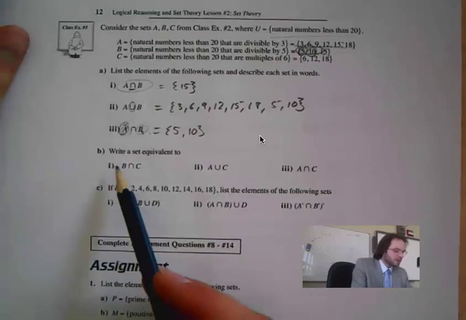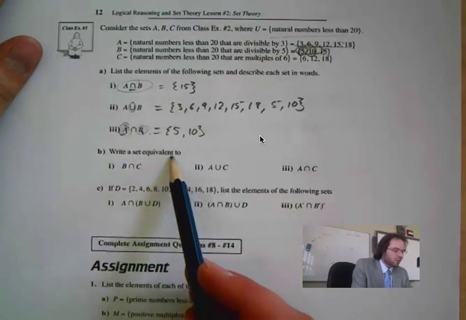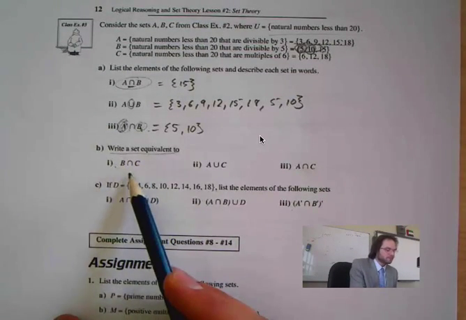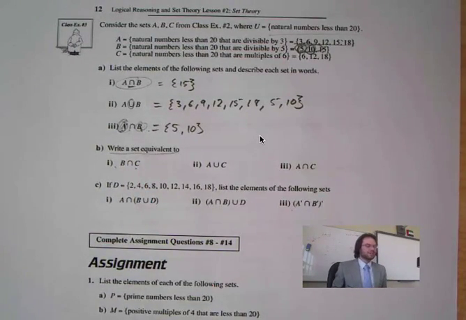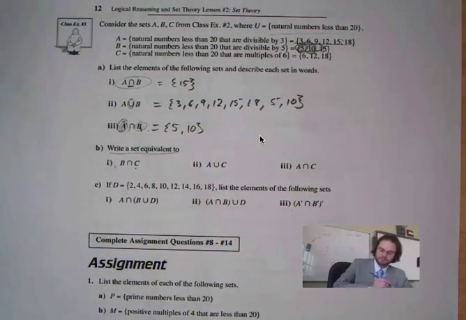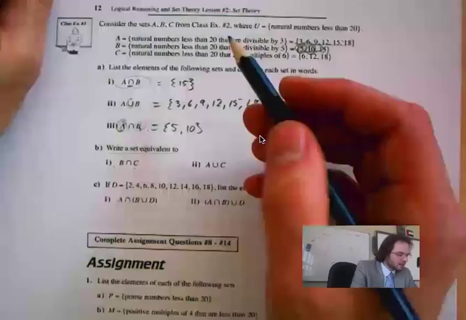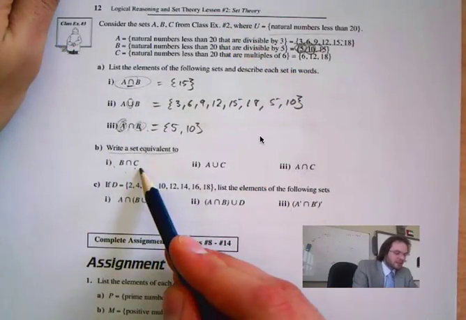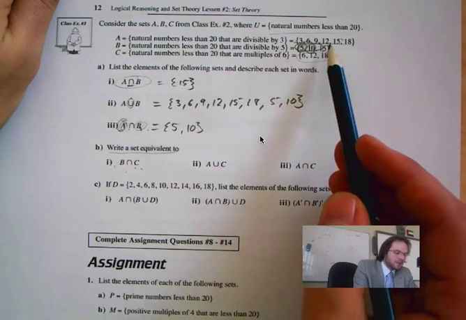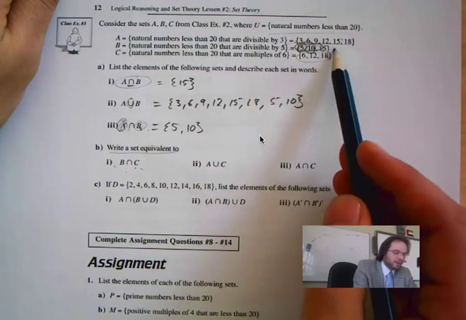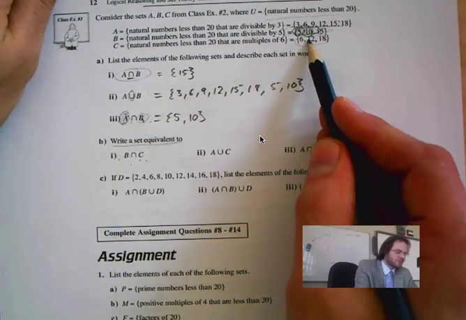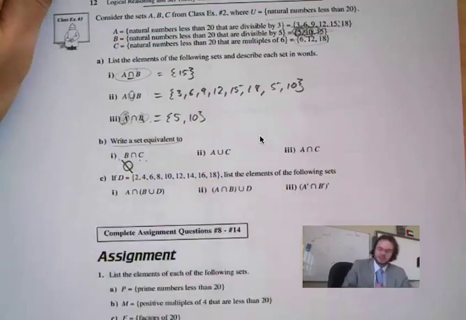Now the next one here says, write a set equivalent to this. So write a set equivalent to B intersects C. So what set is in B and intersects C? I take a look at that. C is all of this, but it is in B that intersects C. Well, that's an empty set. There's nothing in here that is the same as that. So this here is an empty set.